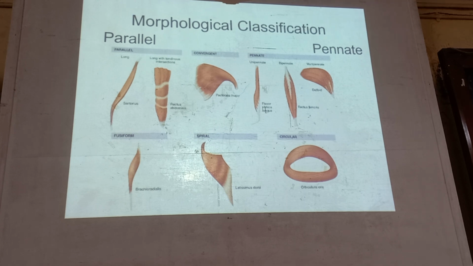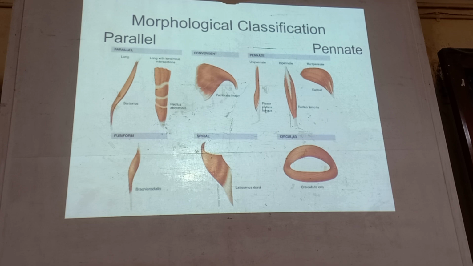Carefully look at the fasciculi. The fasciculi can either be parallel to each other, then the muscle is called a parallel muscle, or they can look like a leaf, then it's called a pennate muscle. The word P-E-N-N-A, penna, means leaf. Don't confuse with P-I-N-N-A, pinna, which means external ear. This is penna, pennate, leaf-like.